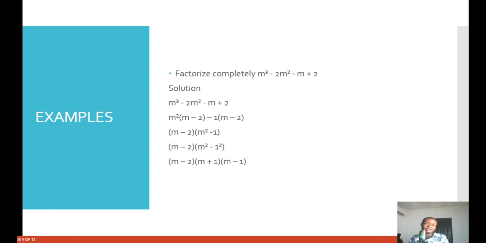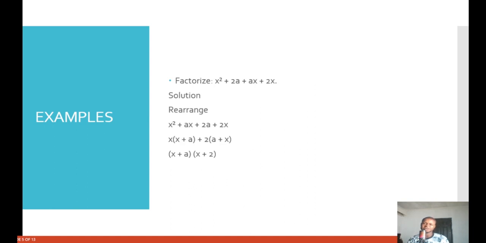Now we go to the next item, which is the next example. As this, you can pause the video and try to solve this on your own, and I believe you are going to get it.